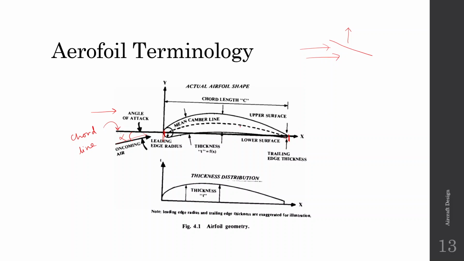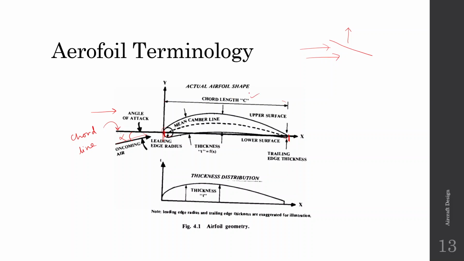Now usually it is difficult to manufacture a sharp leading edge. A sharp leading edge can result in low drag, especially in case of supersonic airfoils, but it is difficult to manufacture that. So usually it's a blunt leading edge, and the leading edge has some radius which they have marked as leading edge radius. Now the distance between the leading edge and the trailing edge is the chord length, C.